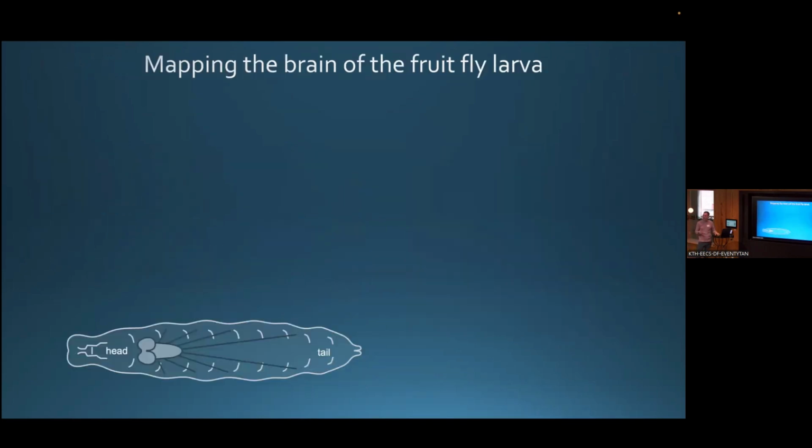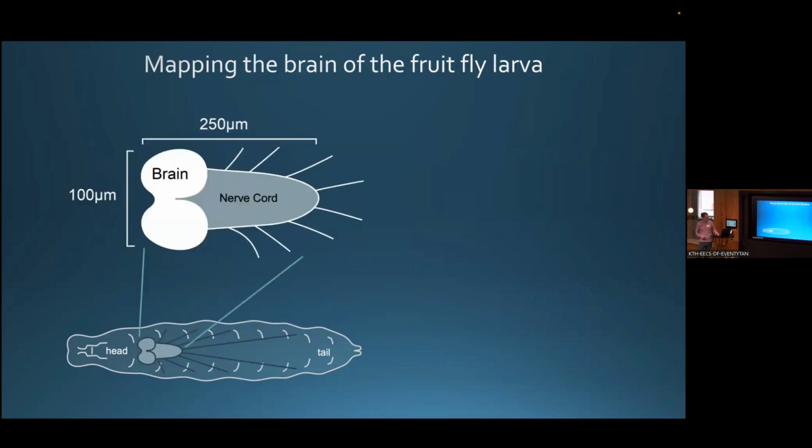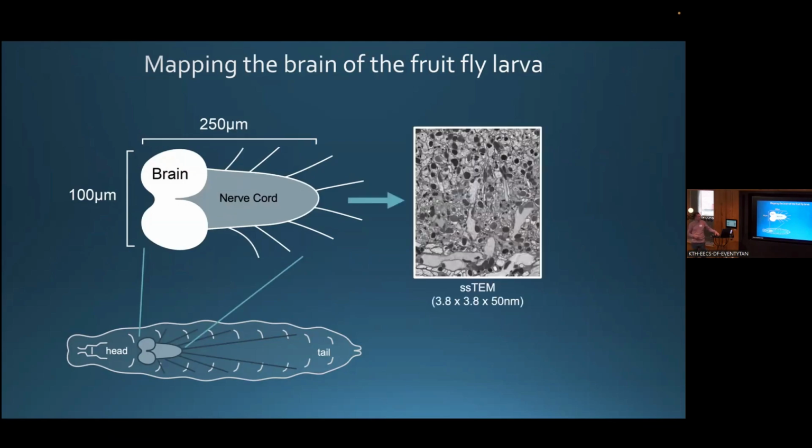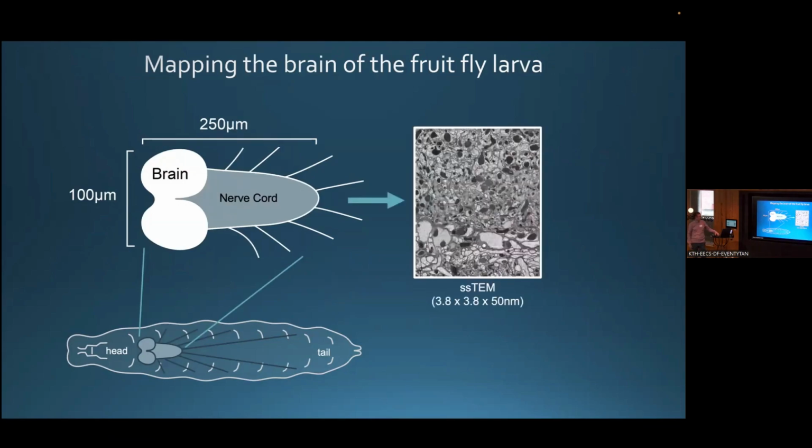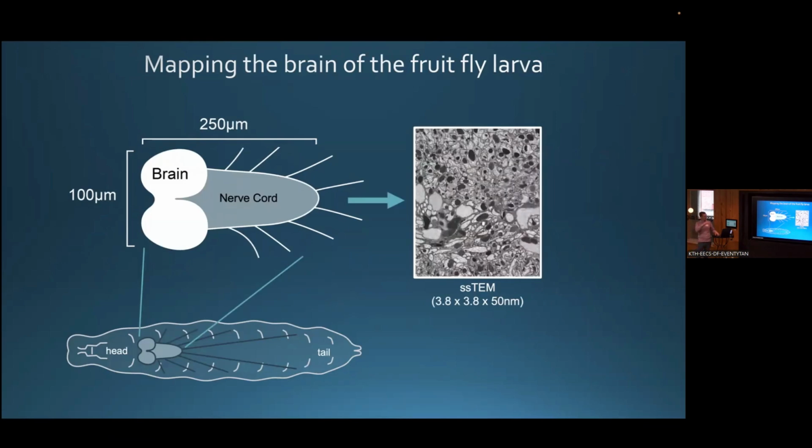Okay, so how do we actually get connectomes? This is what the larva looks like. Its head's on the left, tail's on the right. This is the central nervous system, really tiny, and that's what facilitates this electron microscopy reconstruction. So you're looking at Z slices going through this brain, and that's how we actually get the circuit reconstructions.